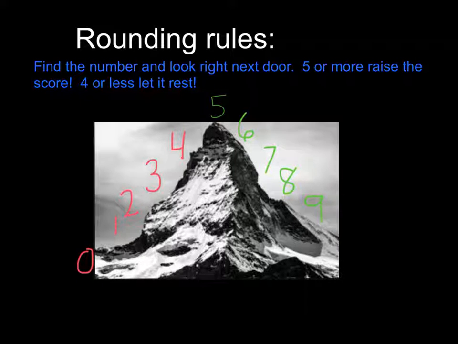5 or more, raise the score. 4 or less, let it rest. Another way to describe that would simply be saying, if it's 0 to 4, it stays the same. If it's 5 or more, so 5 through 9, it goes up. You bump up the number by 1.